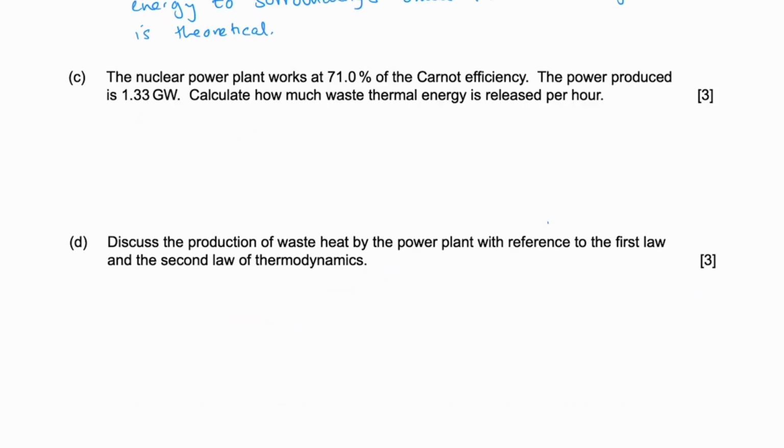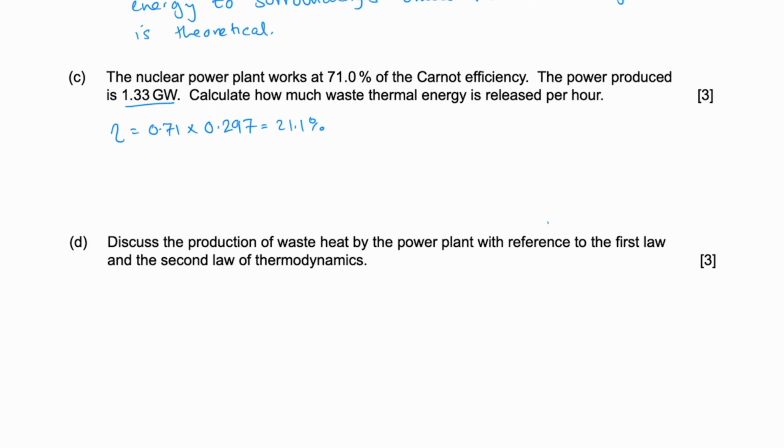C. The nuclear power plant works at 71% of the Carnot efficiency. The power produced is 1.3 gigawatts. Calculate how much waste thermal energy is released per hour. Okay, the first thing we'll do is work out what the efficiency of the nuclear power plant is. So the efficiency of the nuclear power plant is 71% of the Carnot efficiency. And that gives us a value of 21.1%.